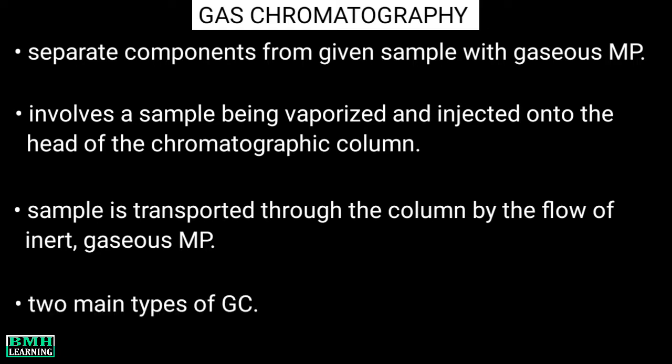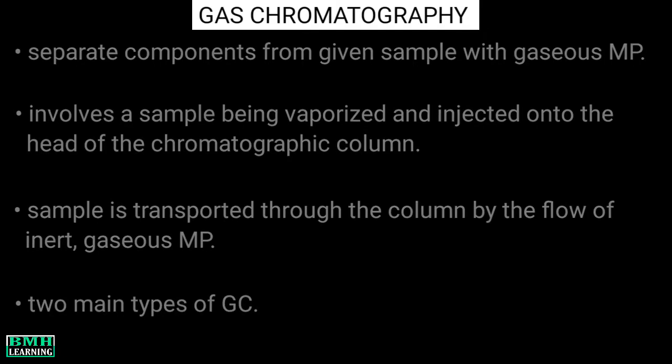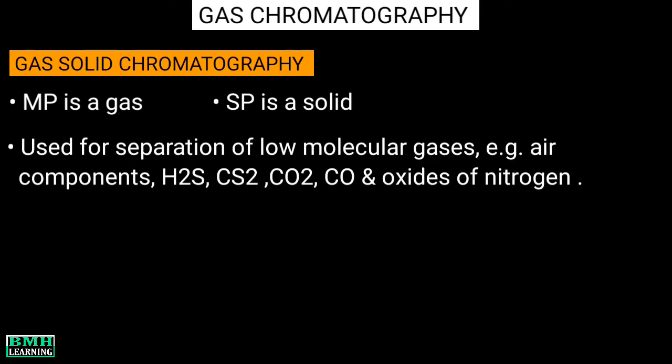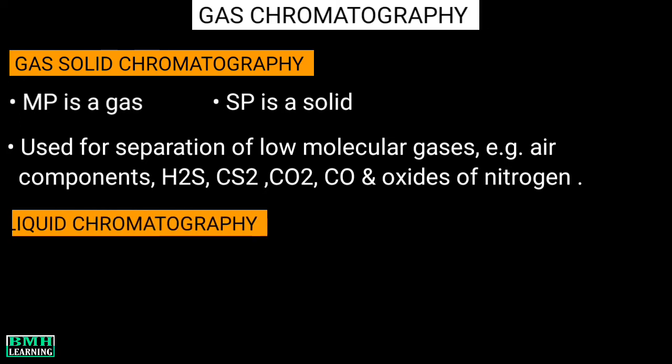There are two main types of gas chromatography. First is gas-solid chromatography. Here the mobile phase is a gas, while the stationary phase is a solid. It's used for the separation of low molecular weight gases such as air components, hydrogen sulfide, CS2, carbon dioxide, carbon monoxide and oxides of nitrogen.